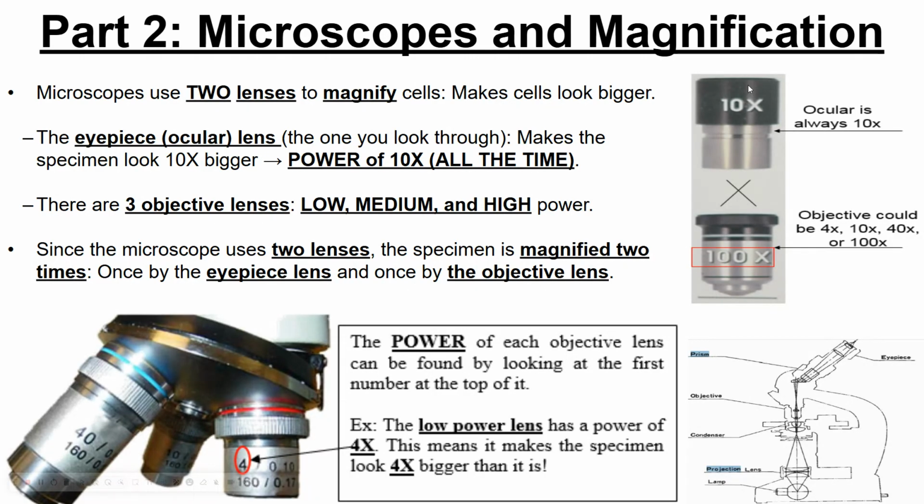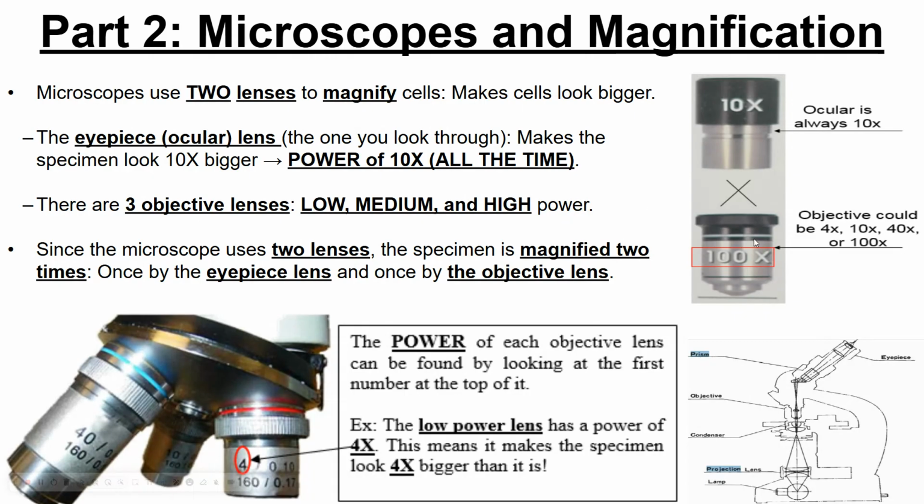Here we have our ocular lens or eyepiece lens, which is always 10 times. And then you can have an objective lens. For us, we have 4, 10, or 40. Some microscopes even have 100. But the main point that I want you to understand is that the eyepiece lens magnifies by 10. And then you have a choice of 3 others: 4, 10, and 40.